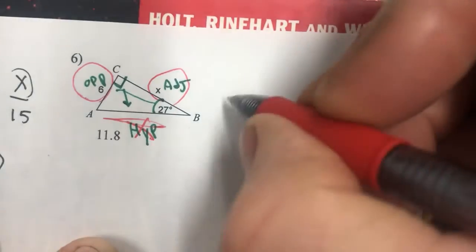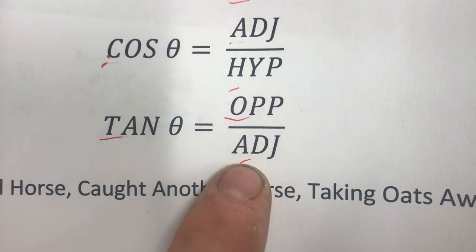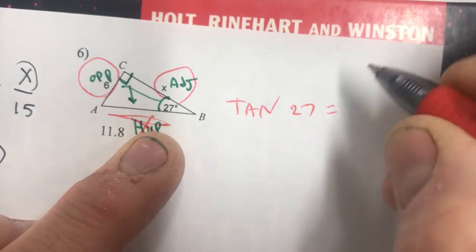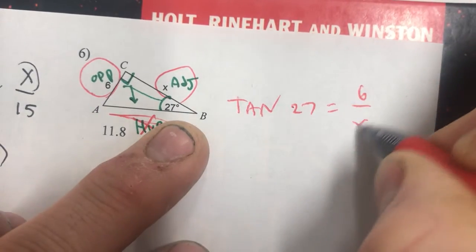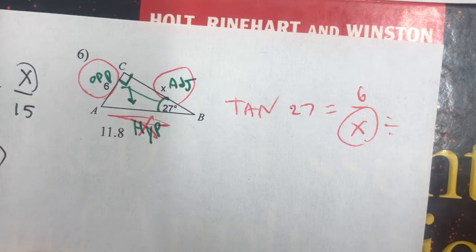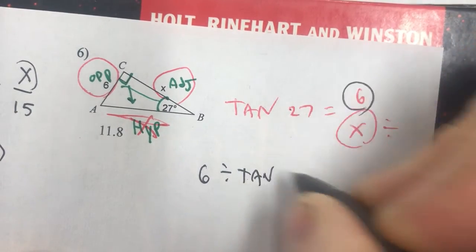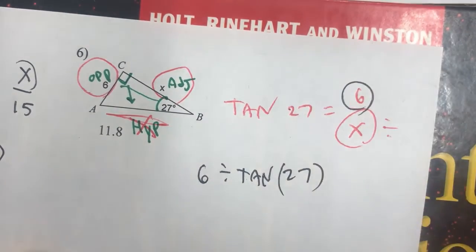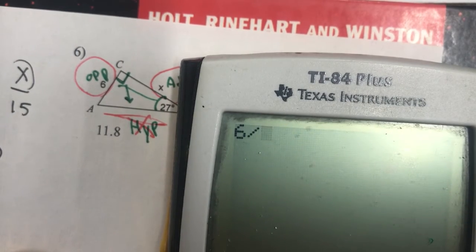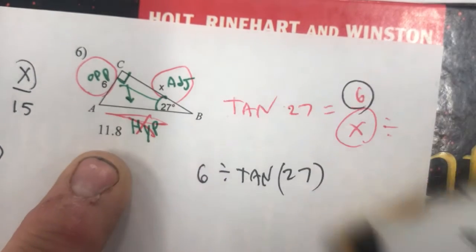So adjacent and opposite, this is tangent. Tangent is opposite over adjacent. So I'm going to do tangent 27 equals the opposite 6 over the adjacent x. And x is on the bottom, which means I divide. So I'm going to set it up like this: 6 divided by tan 27. Type it in there, 6 divided by tan 27. 11.77, which is 11.8. There you go, 11.8.